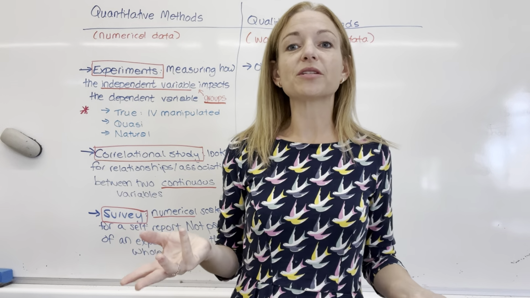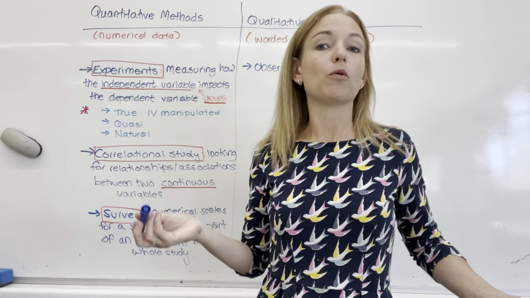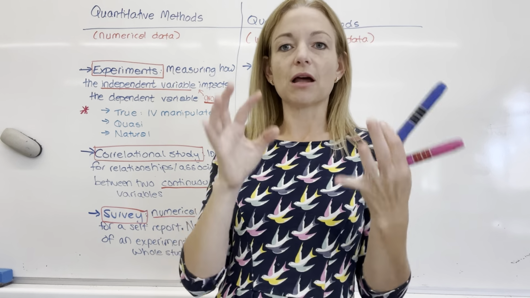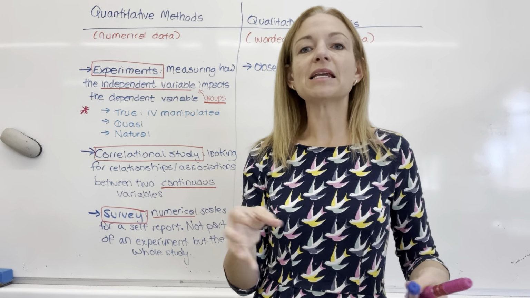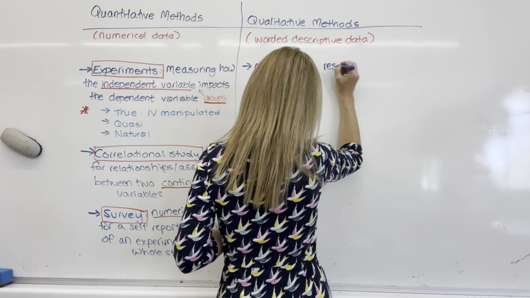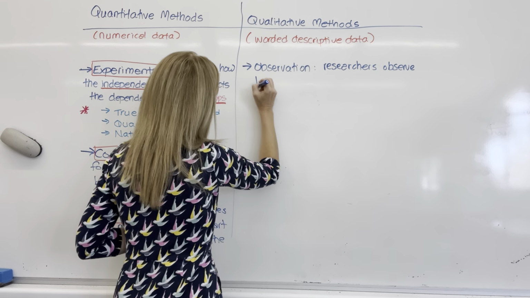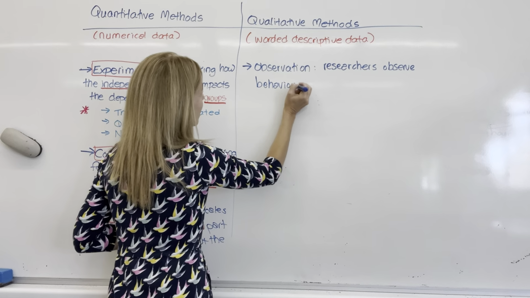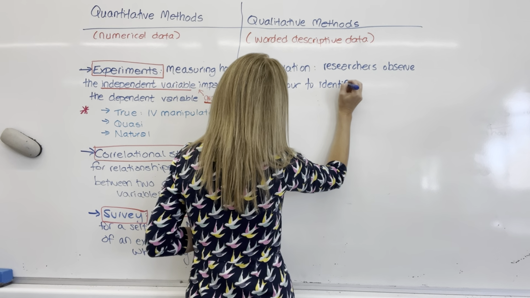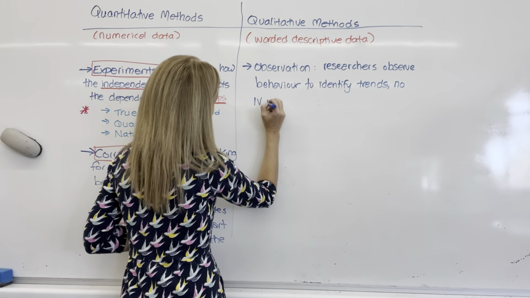If it was an observational study, it would need to simply be observing children at play and making notes about what you determined. So that would be an example of a more observational study, when there's not any specific IV being tested, it's just observation of behavior. So if it's an observation, researchers observe behavior, and in doing so, they are looking to identify trends. And again, we're going to say no IV manipulated.